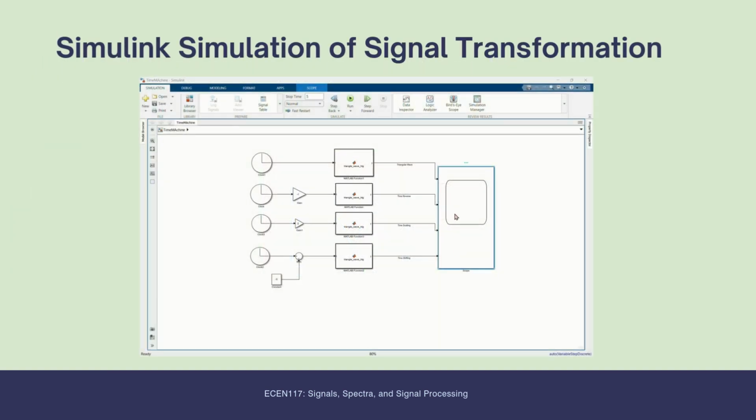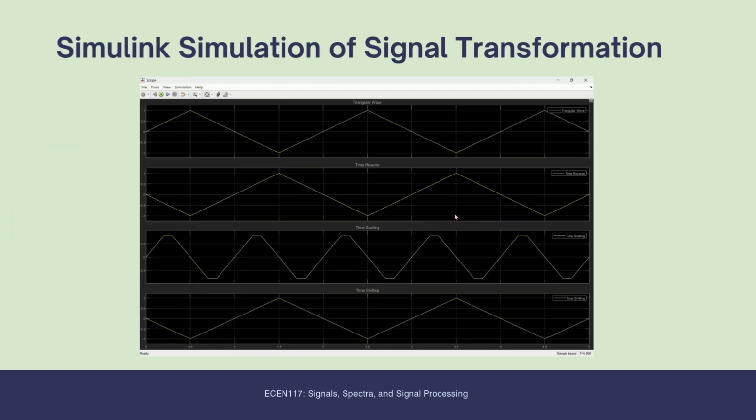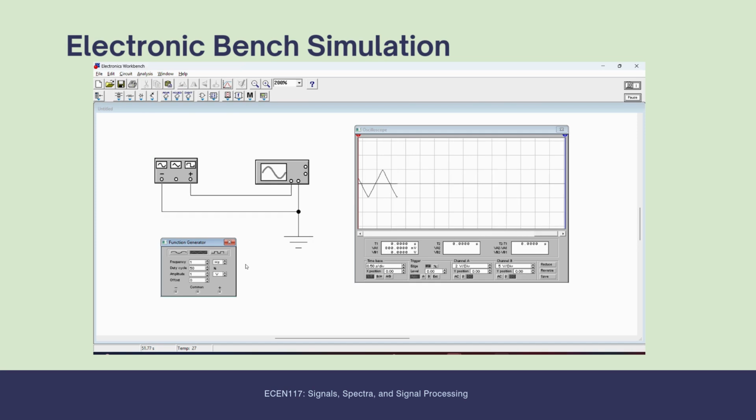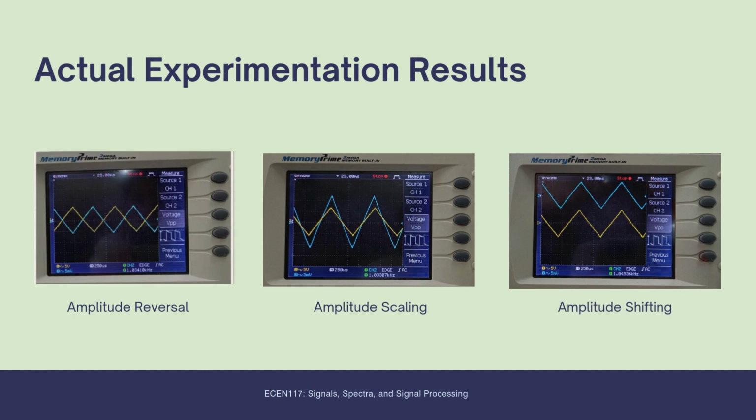By comparing the experimental results with MATLAB, Simulink, and electronic bench simulations, we observe consistent behavior across all platforms. This agreement verifies the correctness of the theoretical analysis and demonstrates how signal transformations apply to both simulated and real signals. Overall, the electronic bench and experimental results bridge theory and practice, showing how triangular waveform transformations behave in real-world systems.